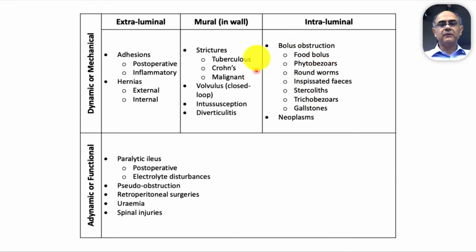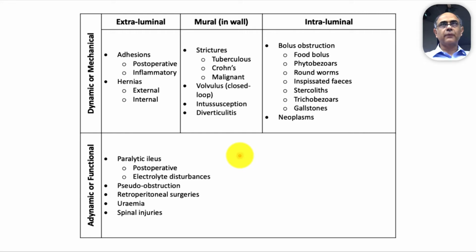Then comes another important cause, the mural causes in the wall of the intestine. They can be strictures. Strictures mean fibrotic narrowing of the wall of the intestine. They can be benign and they can be malignant.